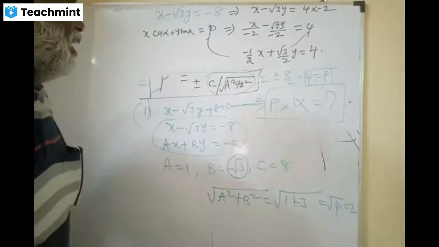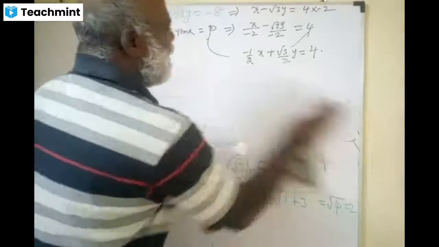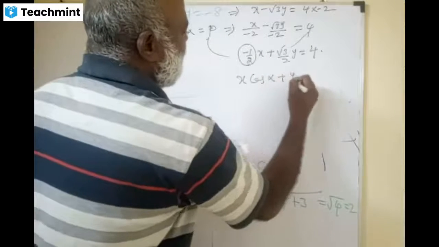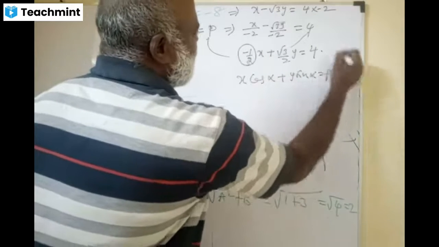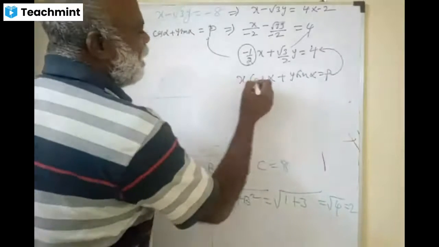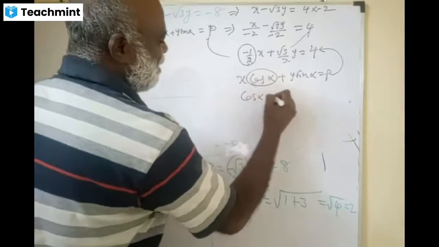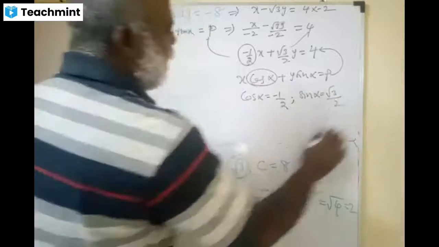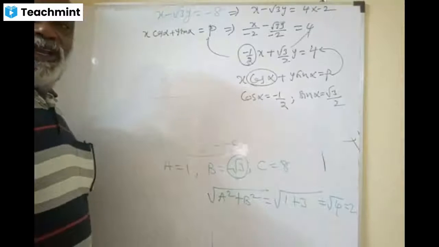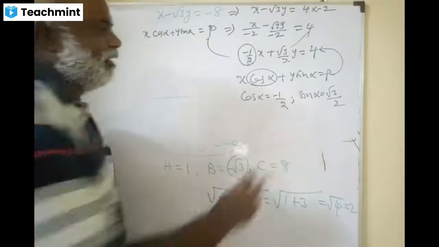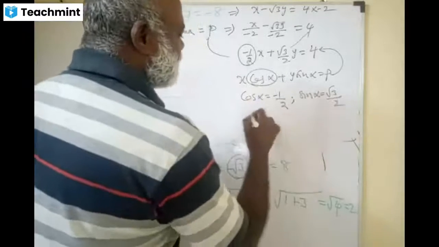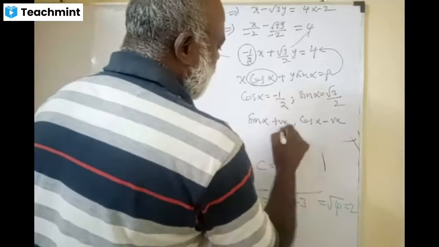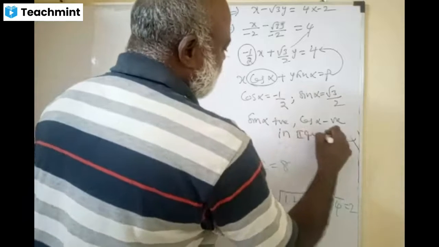Now, can I model it into something like this? x cos alpha plus y sin alpha is equal to P. Is it P? Who is cos alpha? Who is sin alpha? Who is positive? Who is negative? Sin alpha is positive. Cos alpha is negative. This is the second quadrant.